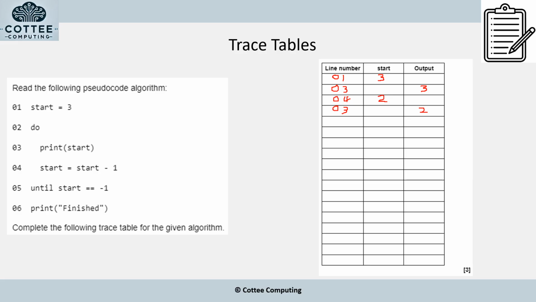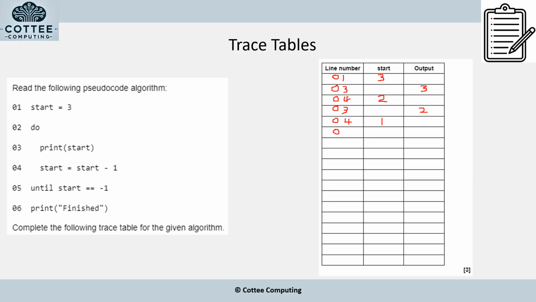Now I've got line 4 again, so start equals start minus 1, so let me write line 4 in. Start is 2, just looking at above, so that becomes 1. Then my line 5, again, not going to write that down. Still until start equals minus 1. Does the start, so 1, equal minus 1? Absolutely not. So we go back to the beginning, we do a do.